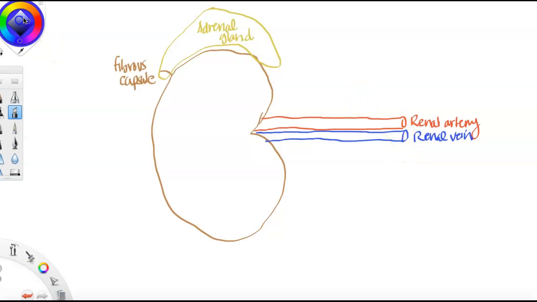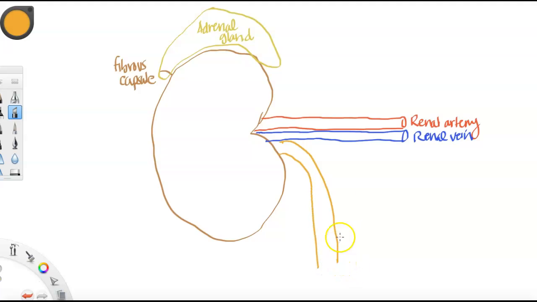Okay. We have a tube that comes out of the kidney. That's called the ureter. We said before it connects the kidney to the bladder, so it will carry urine down to the bladder.